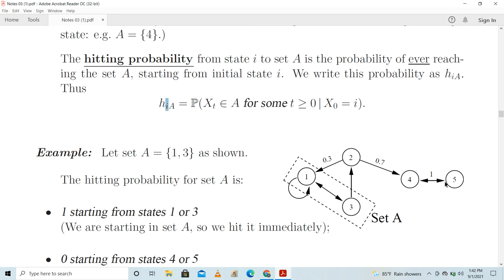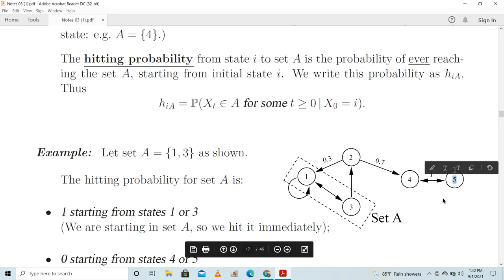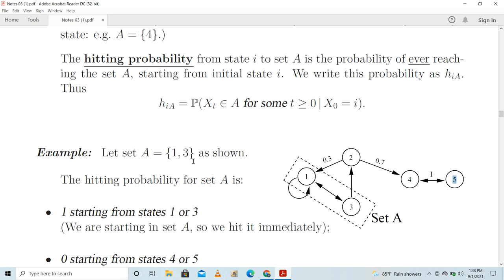Let's look at 4 and 5. If you are in state 4 or 5, by looking at this transition diagram it's clear that we can't reach any other state. So it's not possible to reach state 1 or 3. Given that we are in state 4 or 5, that probability is impossible, it is equal to 0. So we can write h_4A and h_5A are equal to 0.